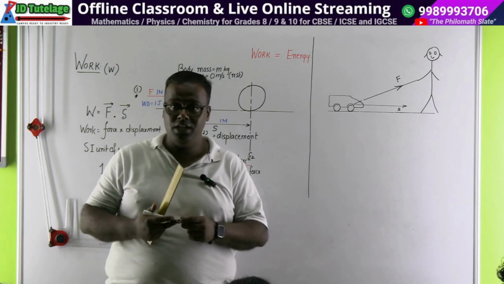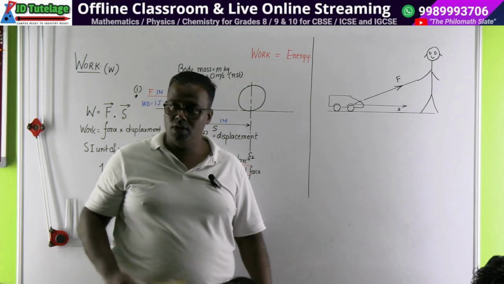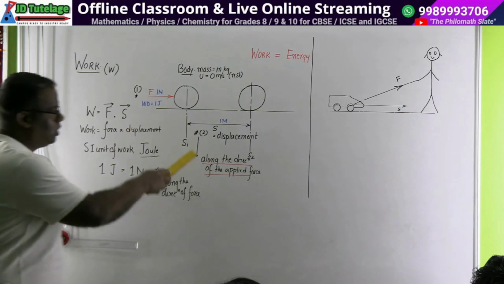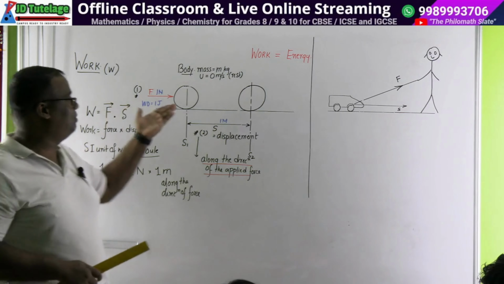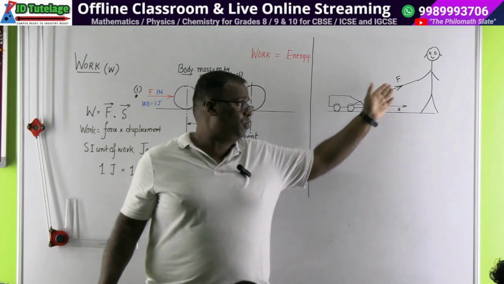Something must be gaining energy. This will be gaining energy. So she is doing work. But you, sir, defined that work is said to be done when the point of application of force moves along the direction of force. Where is the force being applied? On the car. The force is in this direction.